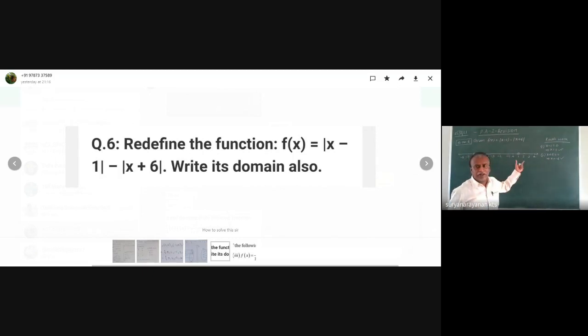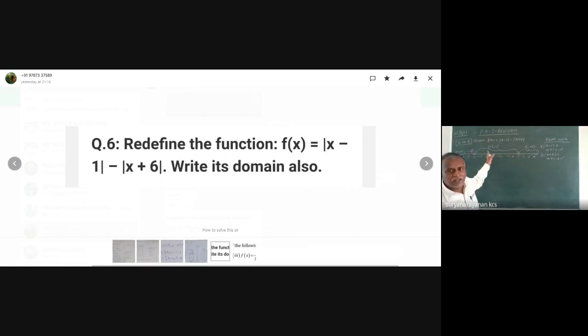In this figure, if you observe, this entire line is divided into three intervals. The first is minus infinity to minus 6, all the numbers between minus infinity and minus 6. This is the second interval: minus 6 comma 1, all the real numbers between minus 6 and 1. And the third interval is 1 comma infinity. So first we take this.